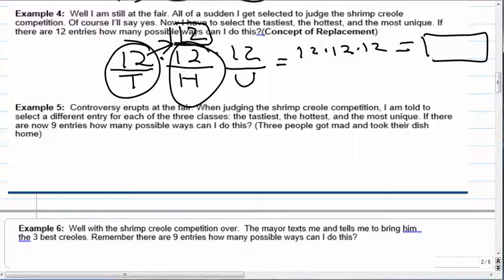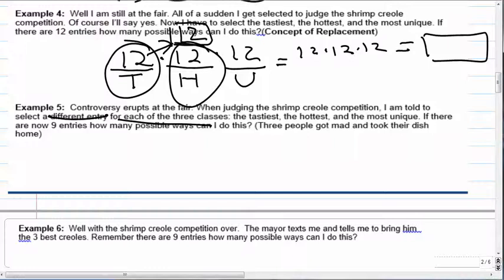Moving on to number 5, and we'll leave it here. So read number 5, stop the video. Things are going on at the fair. People are getting upset because we're told now that we're only supposed to pick one person can only get one of the particular classifications here. I'm told to select a different entry for each of the 3 classes. Okay? So, let's get started.